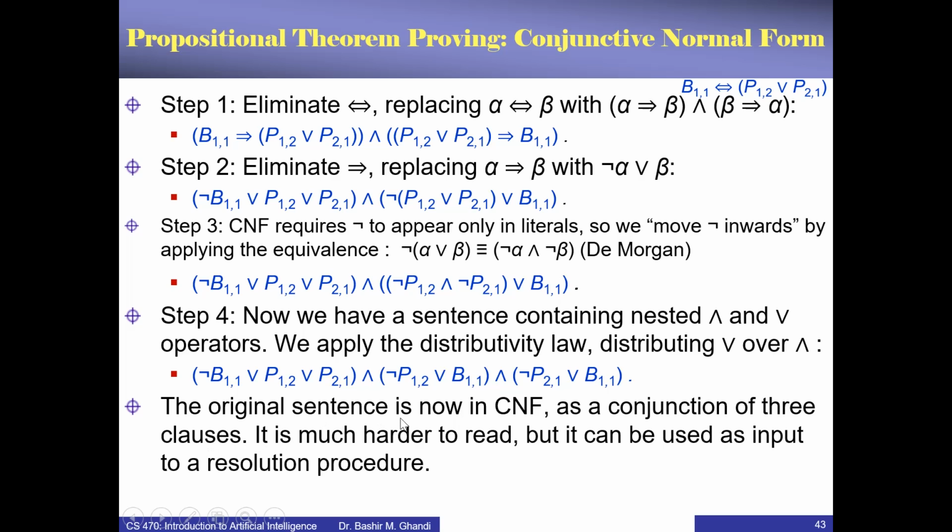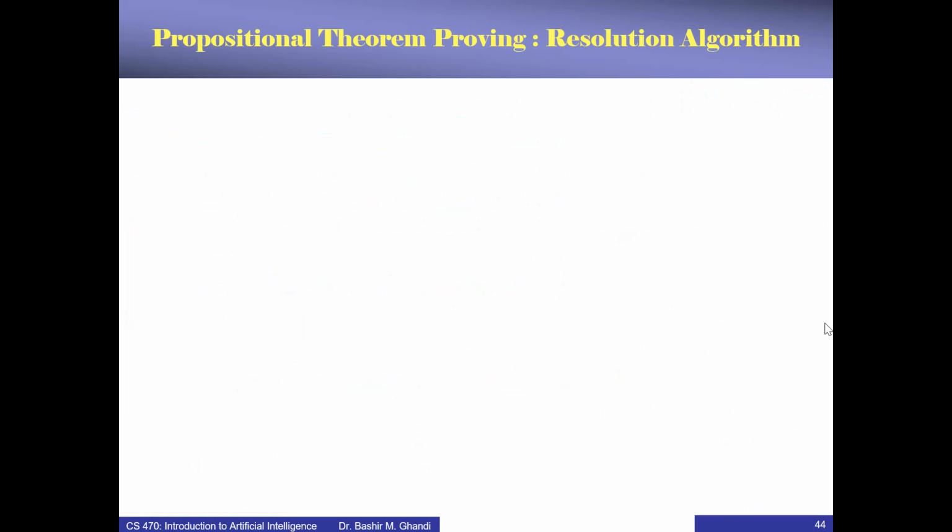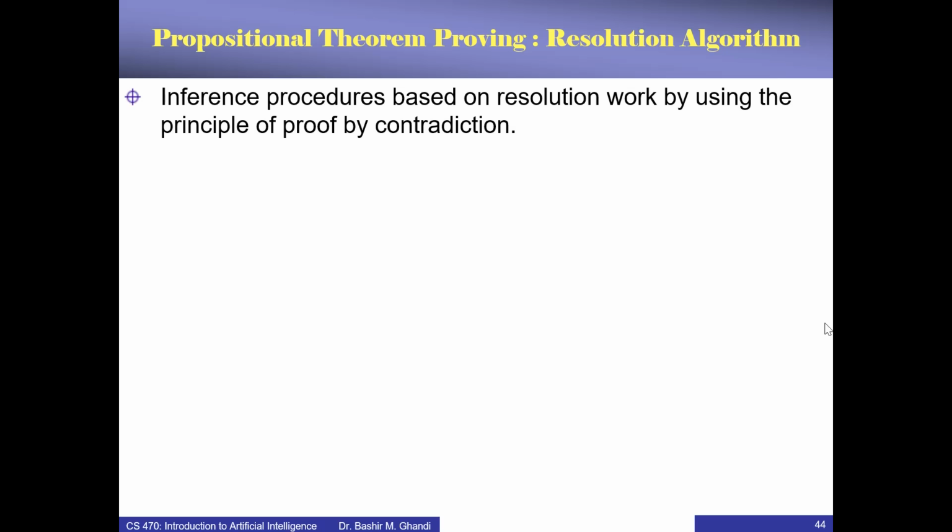So the original sentence is now in CNF as a conjunction of 3 clauses. It is much harder to read, but it can be used as an input to our resolution procedure. So we're going to try and apply the resolution procedure to solve this next. So we have seen how to convert a normal sentence into conjunctive normal form. Let us now try to see how to actually use this resolution algorithm to come up with the inference procedure.